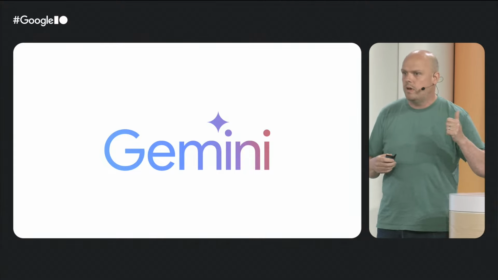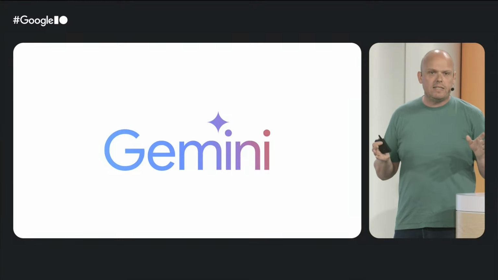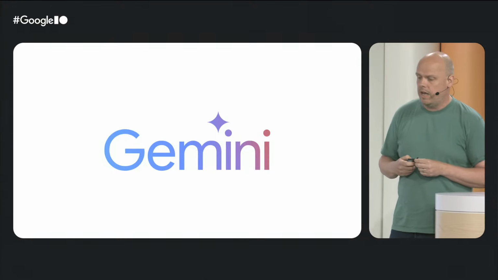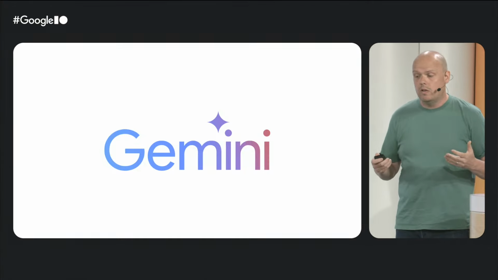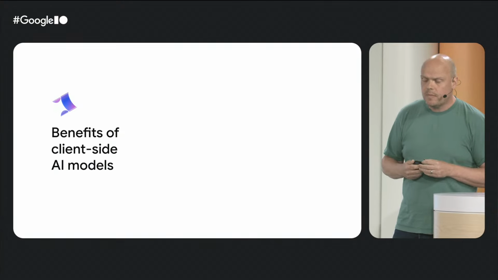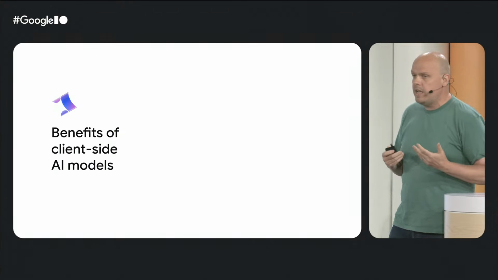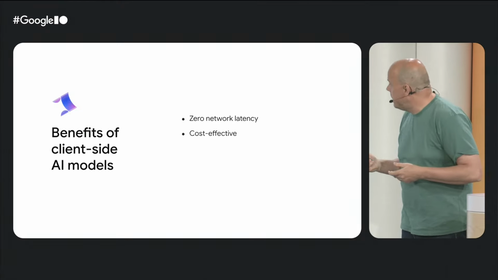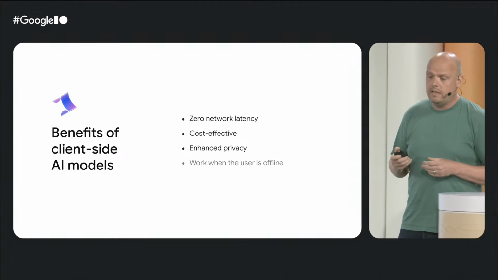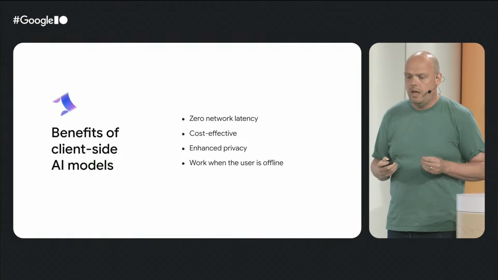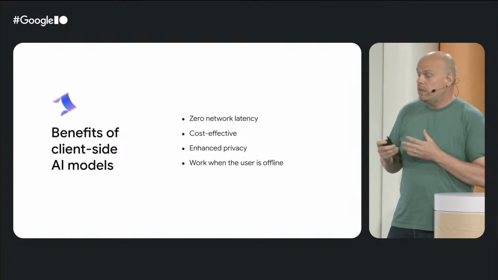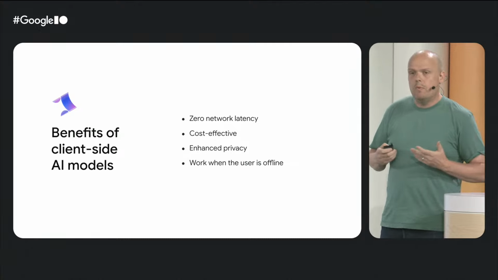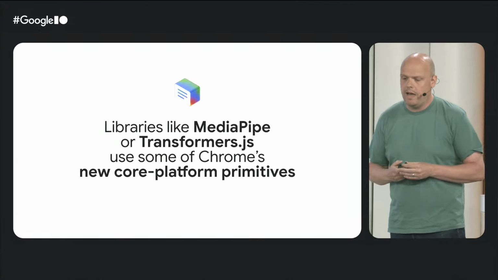You can use massive cloud models like Gemini 2.5 Pro that have advanced capabilities like writing code, or you can take advantage of client-side AI with models directly inside the browser. So client-side AI models, I think they're really exciting. They've got benefits like zero network latency, they're cost-effective, they can have enhanced privacy, and they even work when the user is offline. And when adapted to specific tasks, these models can also match the performance and quality of server-side models, but without the cost overhead of running on the cloud.